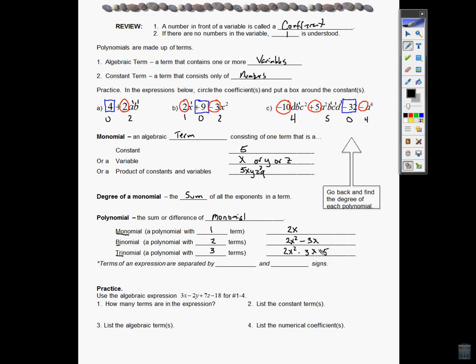Okay? Each of these 3 terms, each of these 2 terms, this term, all are monomials. But when 2 of them are combined using addition or subtraction, it's a binomial. When 3 of them are combined using addition or subtraction, it's a trinomial. But all of these things fall under the category of being polynomials, so many different terms. Okay, so terms of an expression are separated by addition and subtraction signs.